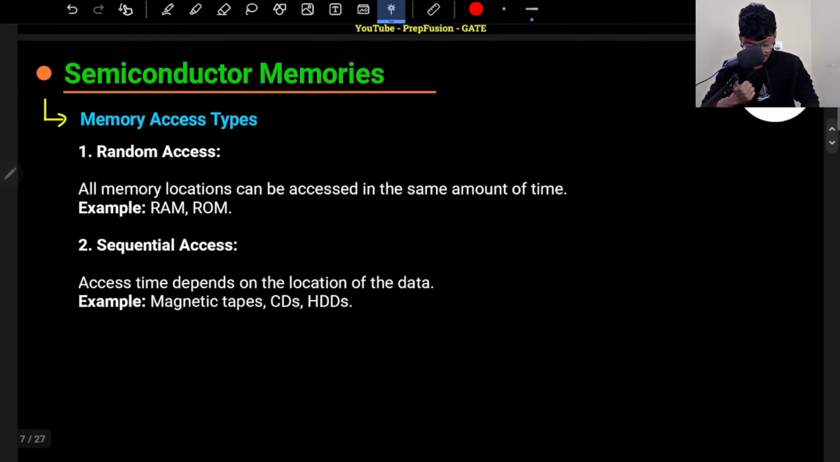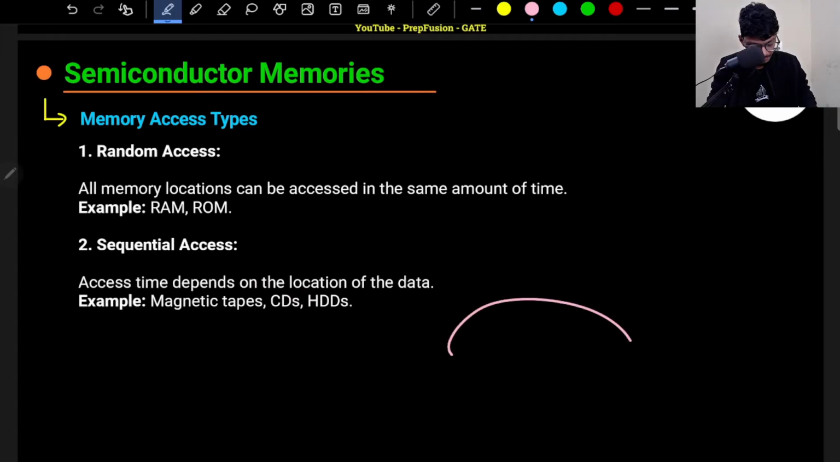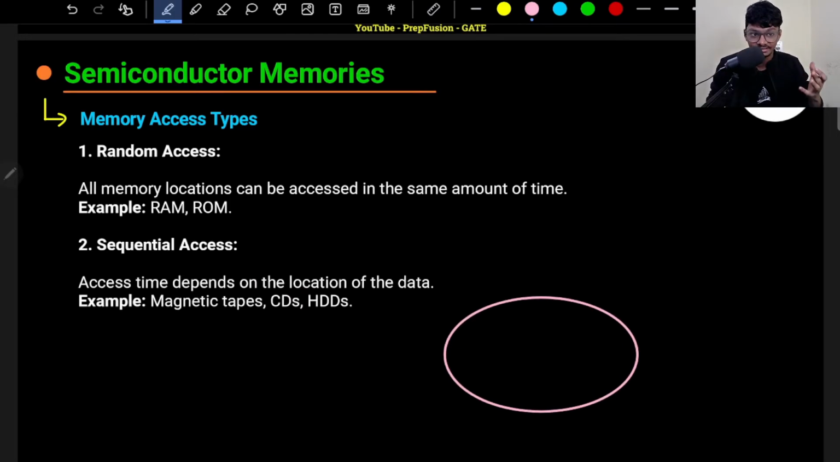What is the other one? The other one is sequential access. Sequential access depends on the location of the data. Why does it depend on the location of data? If you remember CDs, I know the new generation won't remember this, but we old generation people used to store data in CDs and magnetic tapes. Old hard disks, not SSDs, are sequential, while the latest hard disks are random.